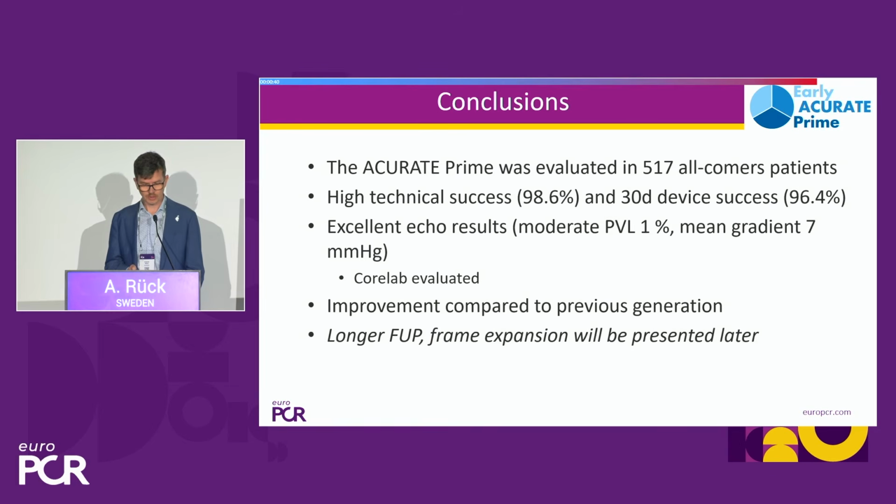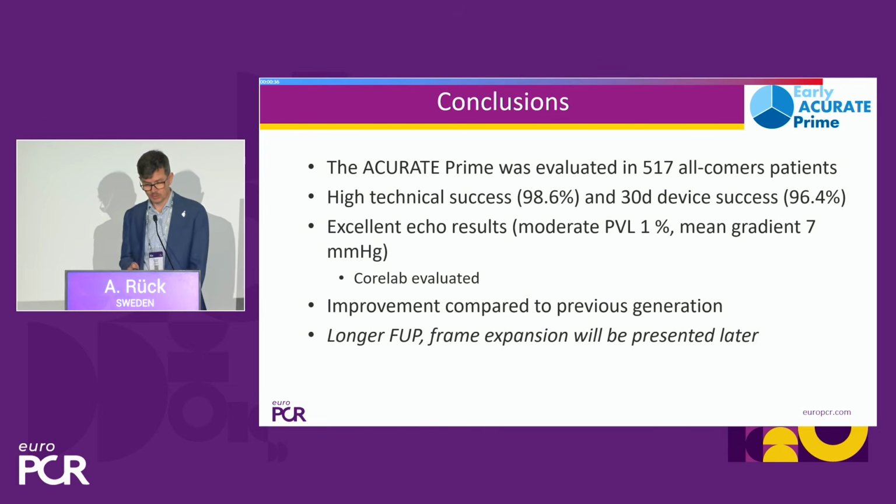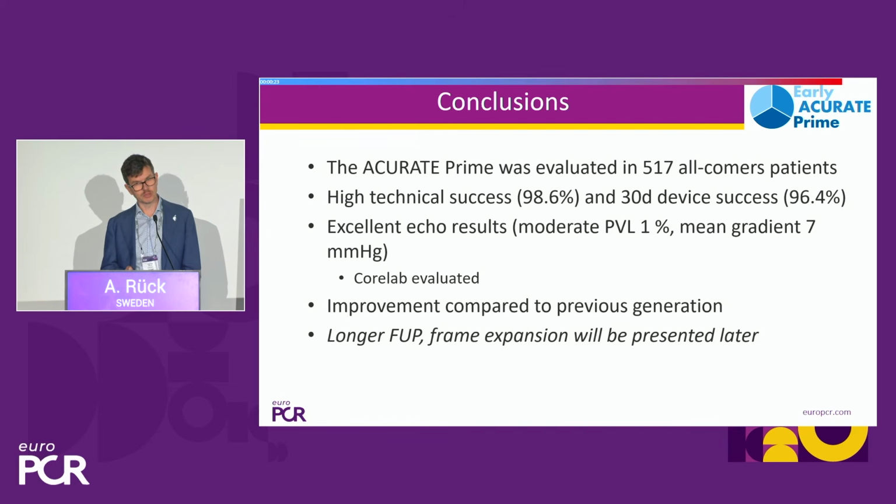So in conclusion, the Accurate Prime was evaluated in 517 all-comers patients. We achieved high technical success and 30-day device success. We have excellent echo results with a moderate PVL of only 1% and a mean gradient of 7. This marks an improvement compared to the previous iteration of the device. And we will, from the same registry later, show longer follow-up and also frame expansion data.